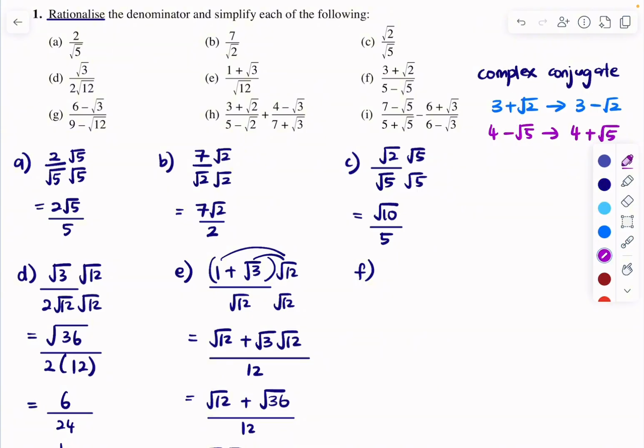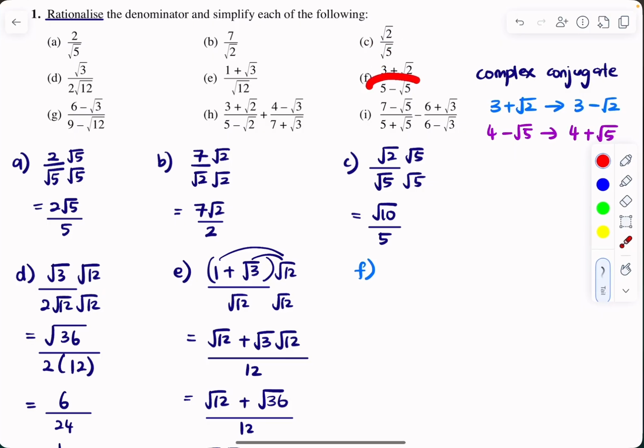So let's try to do F. I'll use a different color for the complex conjugate method so you can identify it. These surd questions only have two types. One is the single term, and the second is the complex conjugate method.